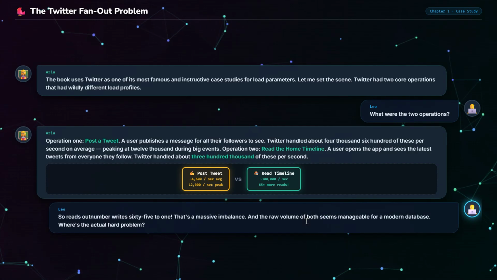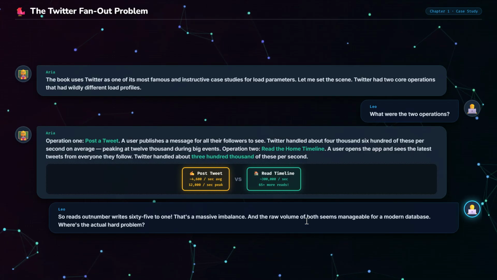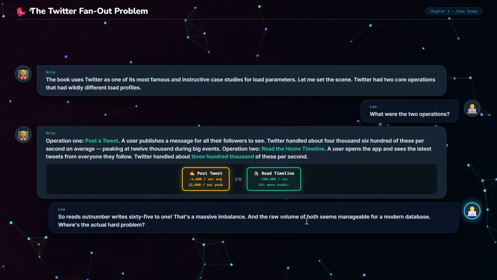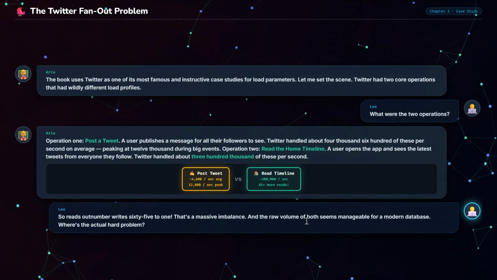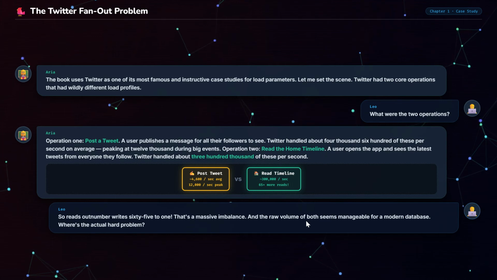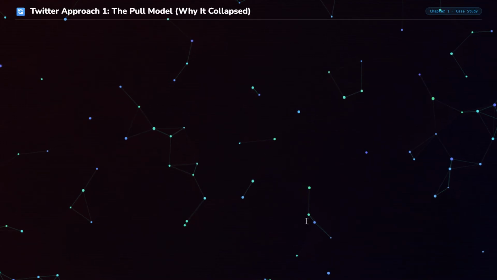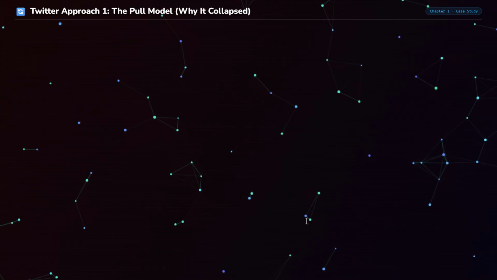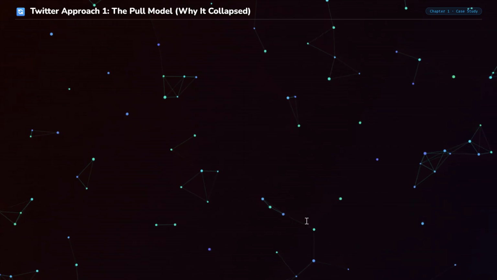So reads massively outnumber writes. The raw volume of both seems manageable for a modern database. Where is the actual hard engineering problem hiding in this picture? The hard problem is something called fan-out. Let me show you why Twitter's first obvious approach completely fell apart.